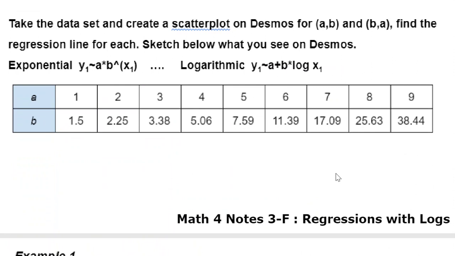Now, first example, we're supposed to take this table and plug it into Desmos in two different ways. The first way is where A is the x value and B is the y value. And then they want us to try it backwards, where B is the x value and A is the y value. We're going to look at both exponential and logarithmic equations on both. And because it said find the regression line for each, we're going to do a total of 4 equations out of this.